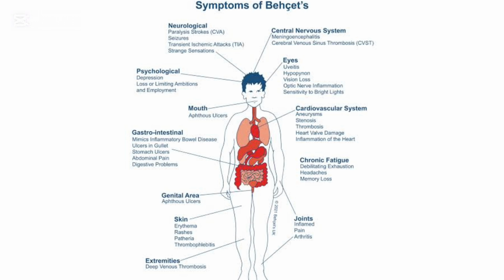Either recurrent genital ulcers, or eye lesions like uveitis or retinal vasculitis, or skin lesions like erythema nodosum or papulopustular lesions. The last one is a positive pathergy test. It is a non-specific test, but it is supportive in making the diagnosis.